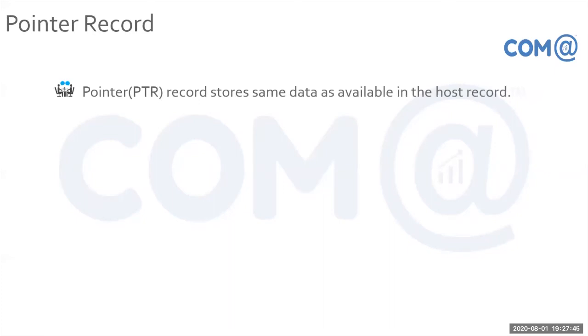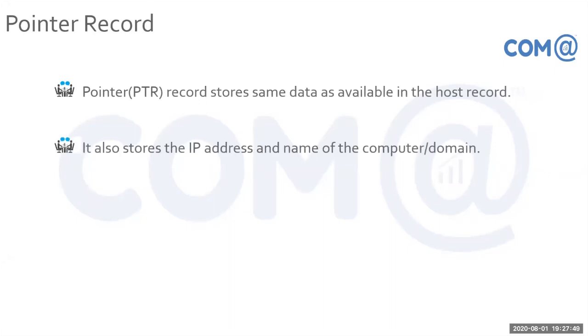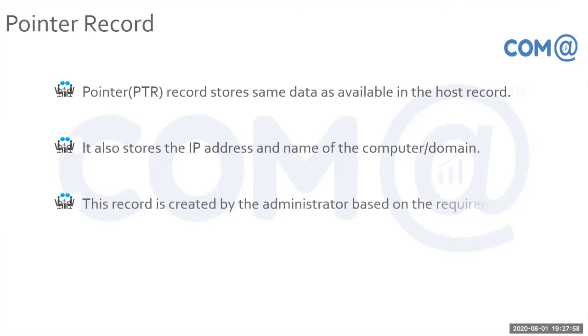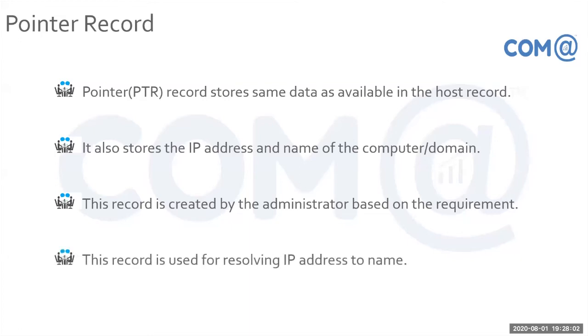And further explaining about the pointer record. The pointer record stores the same information that is stored in the host record. It also stores the IP address and name of the computer and the domain. This record is created by the administrator based on the requirement, and this record is used for resolving IP address to name.